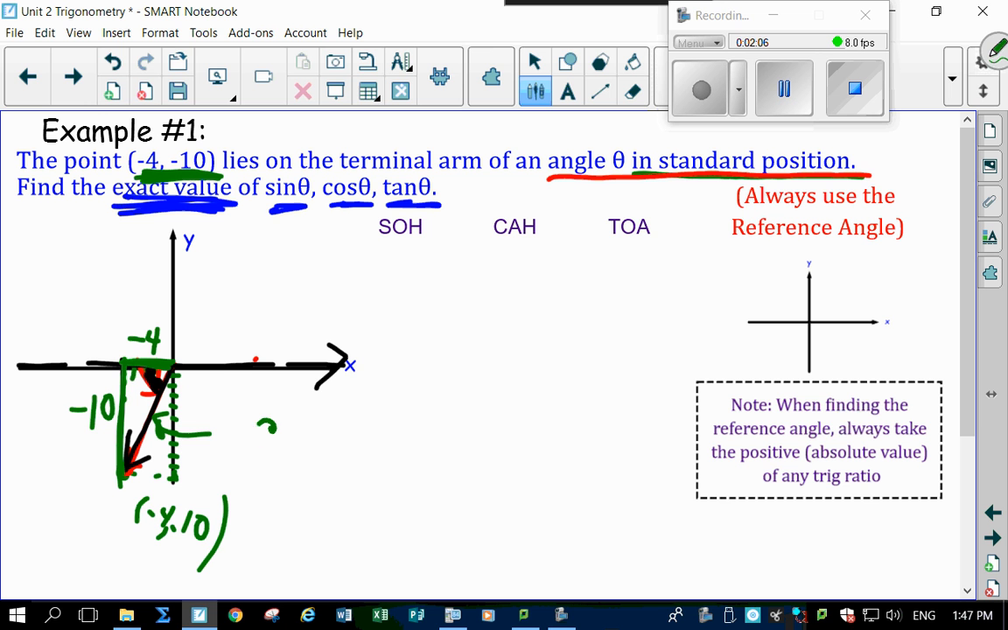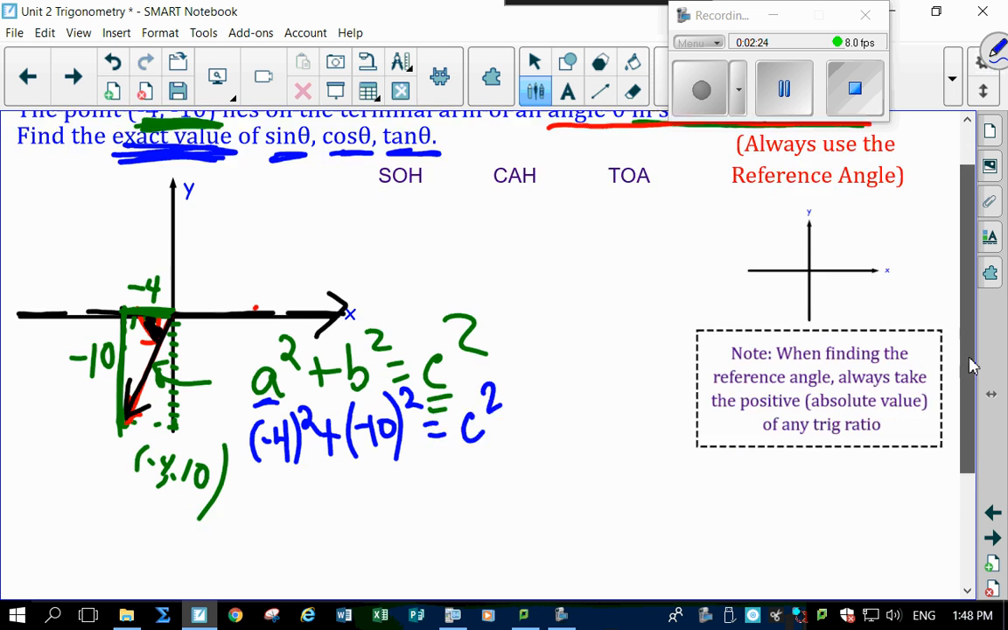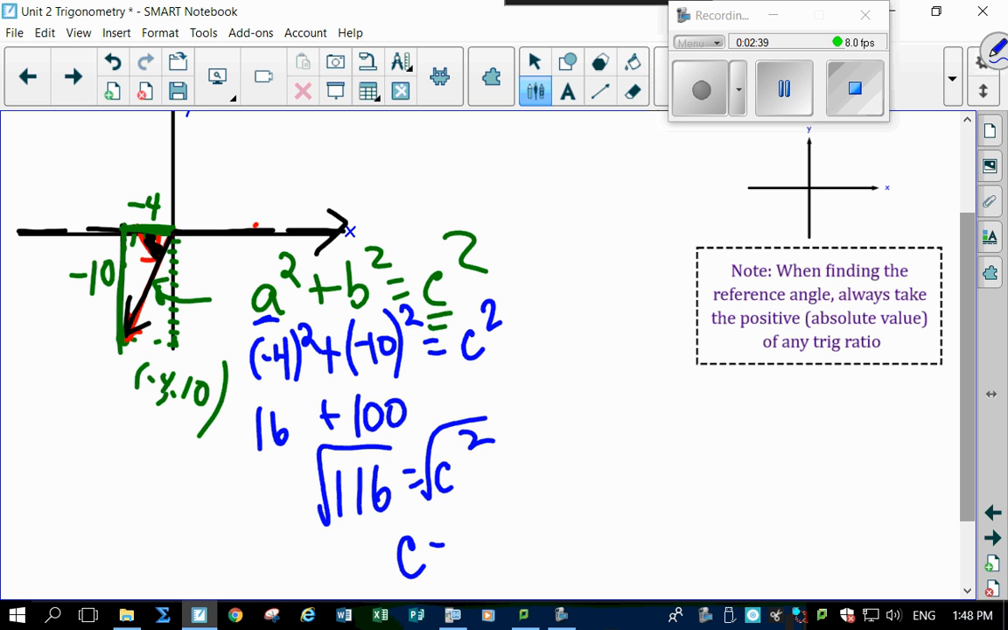Well, that's easy. All you've got to use is a squared plus b squared equals c squared. You're after c squared. So, okay, let's do it. a squared, well, that's going to be (-4) squared. b squared, that's going to be (-10) squared, equaling c squared. 4 squared is going to be 16, plus (-10) squared is going to be 100. Add them together, you're going to get 116 for c squared. Square rooted, c works out to be the square root of 116.